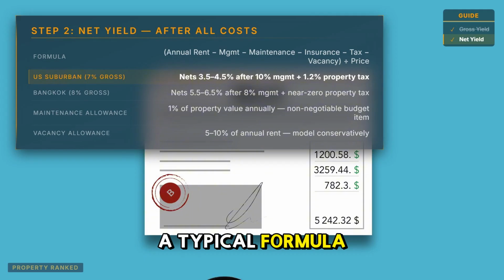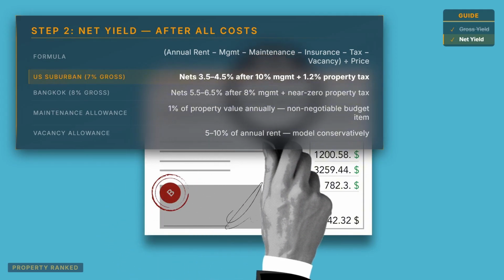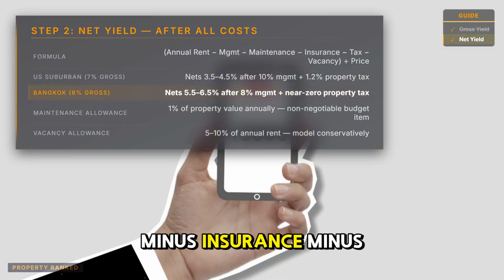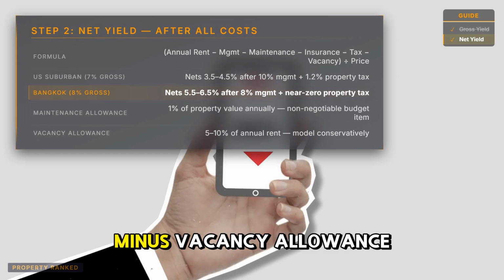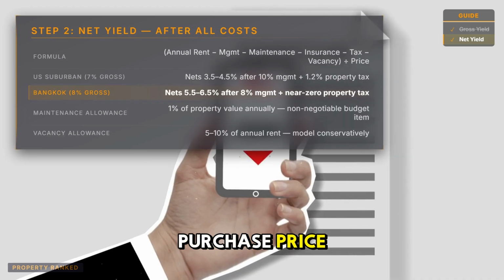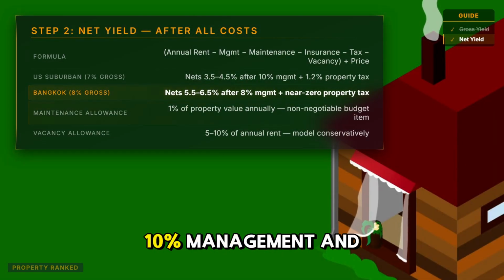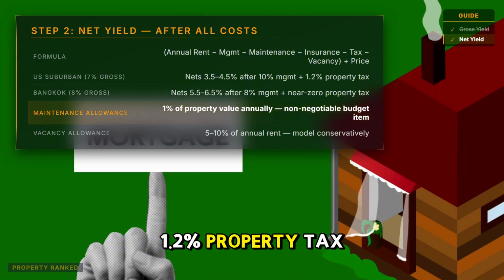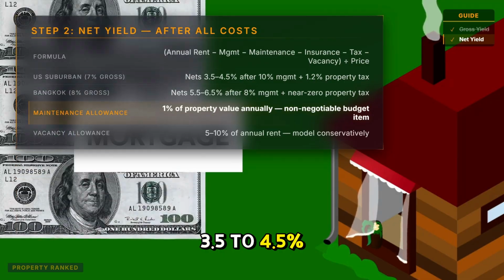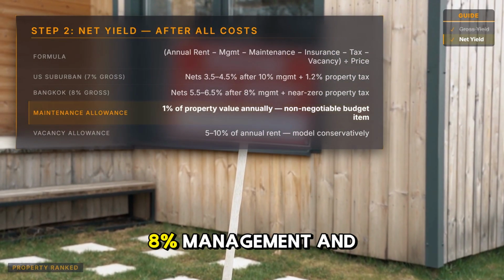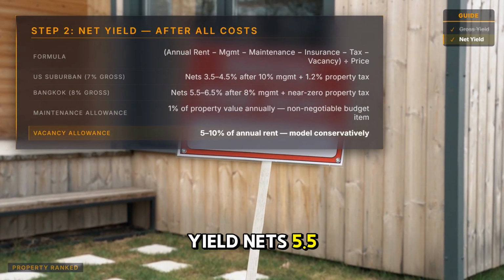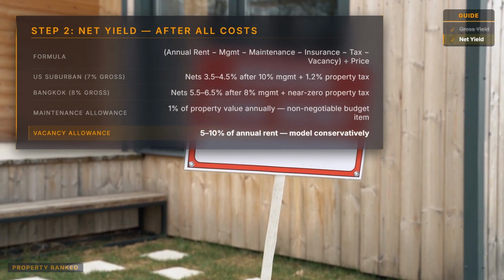A typical formula: net yield equals annual rent, minus property management, minus maintenance at 1% of value annually, minus insurance, minus property tax, minus vacancy allowance at 5 to 10% of annual rent, all divided by purchase price. In a U.S. suburban market with 10% management and 1.2% property tax, a 7% gross yield typically nets 3.5 to 4.5%. In Bangkok with 8% management and near zero property tax, an 8% gross yield nets 5.5 to 6.5%.